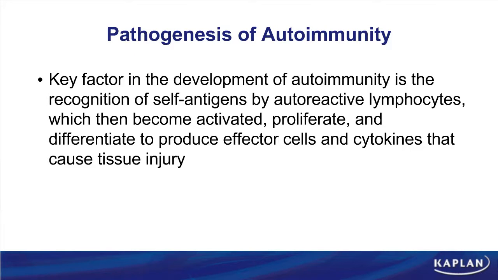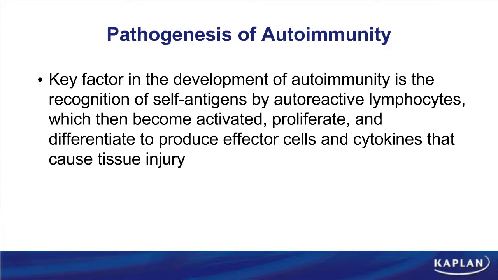So very closely related to the hypersensitivity reactions are the autoimmune diseases. In fact, the type 2, type 3, and type 4 hypersensitivities are very much intertwined with a lot of autoimmune diseases. So if you go back and look at a lot of those tables, the diseases associated with those types of hypersensitivities are very commonly autoimmune diseases.